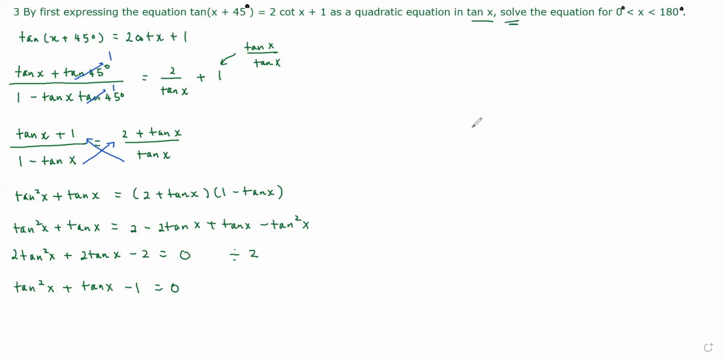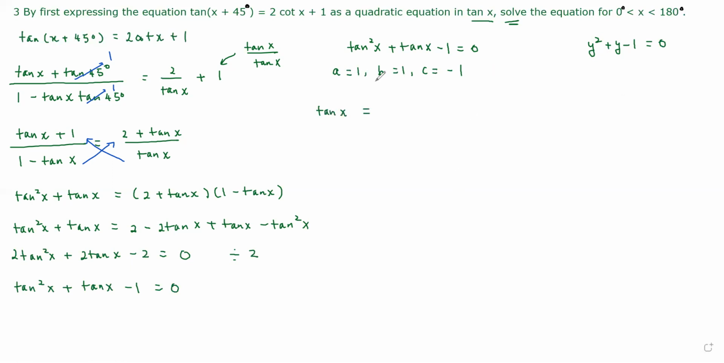Now we need to solve this equation. So let's look at this equation here. Tangent square x plus tangent x minus 1 equals 0. Compare this to a quadratic, y squared plus y minus 1 equals 0. In order to solve this, we unfortunately cannot factor. Then we are left with the alternative of using the quadratic formula. A is 1, B is 1, and C is negative 1. Then in that case, tangent x.